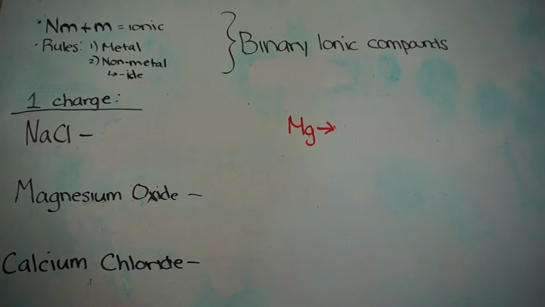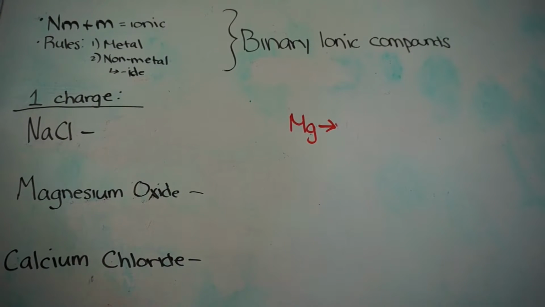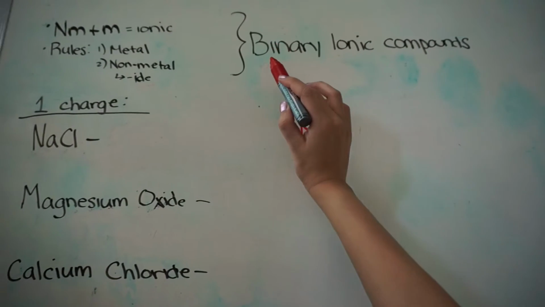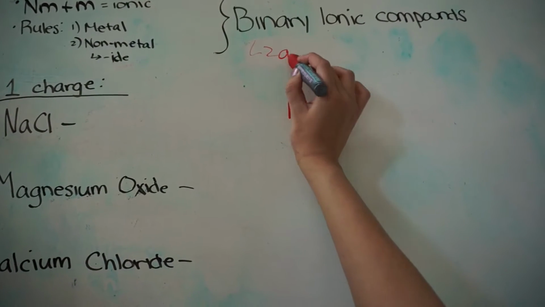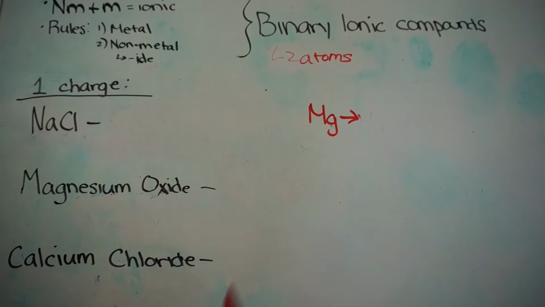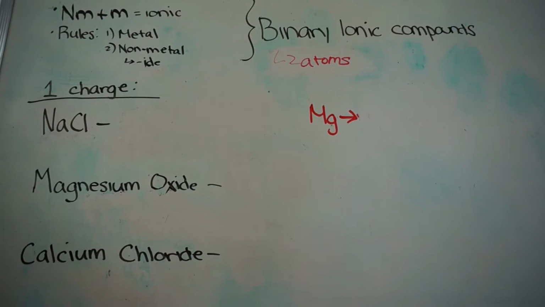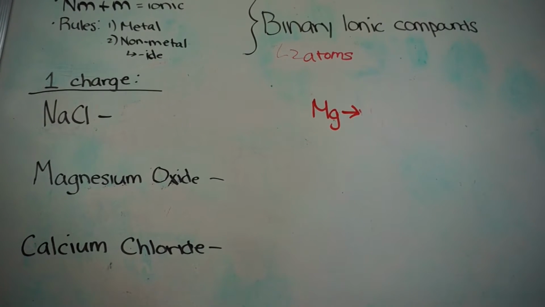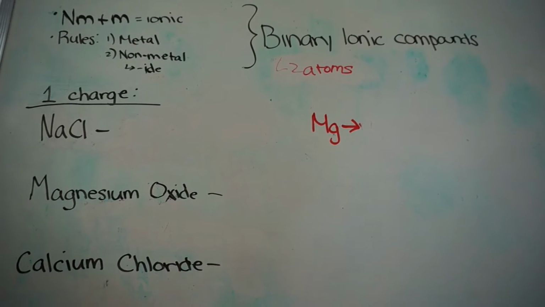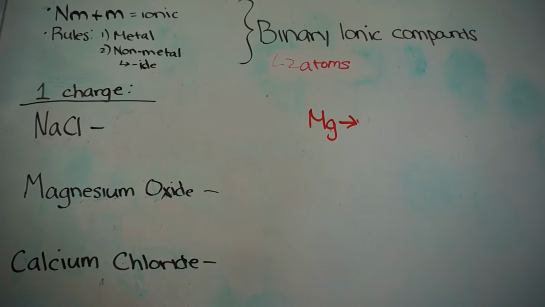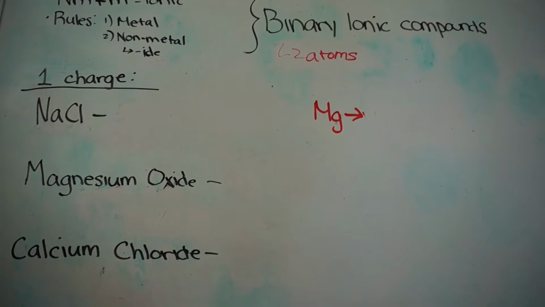Naming binary ionic compounds is quite simple. Ionic means that the compound is formed between a nonmetal and a metal, and binary means that we're dealing with two atoms. So there are two types of ionic binary compounds. The first is where the charges or the oxidation numbers don't change, and the second is where the oxidation numbers or charges do change.